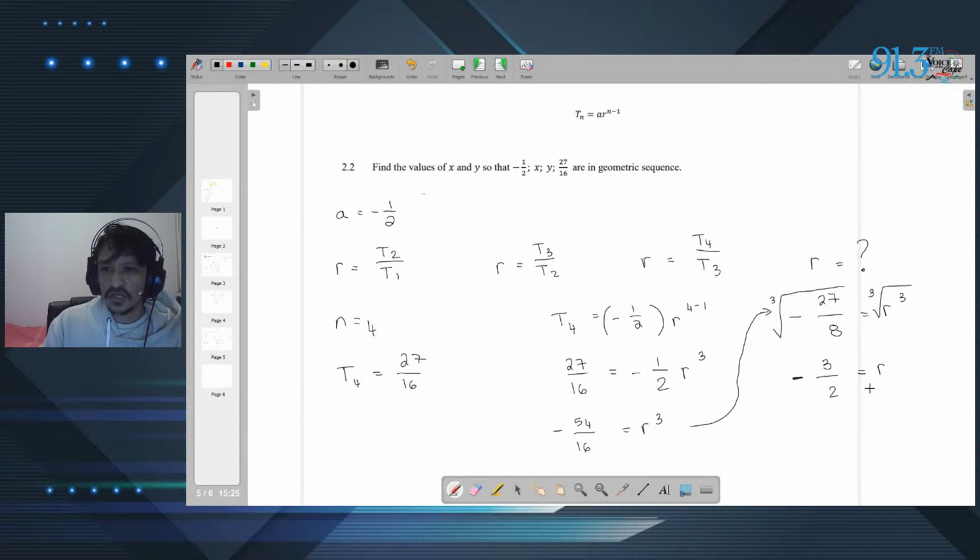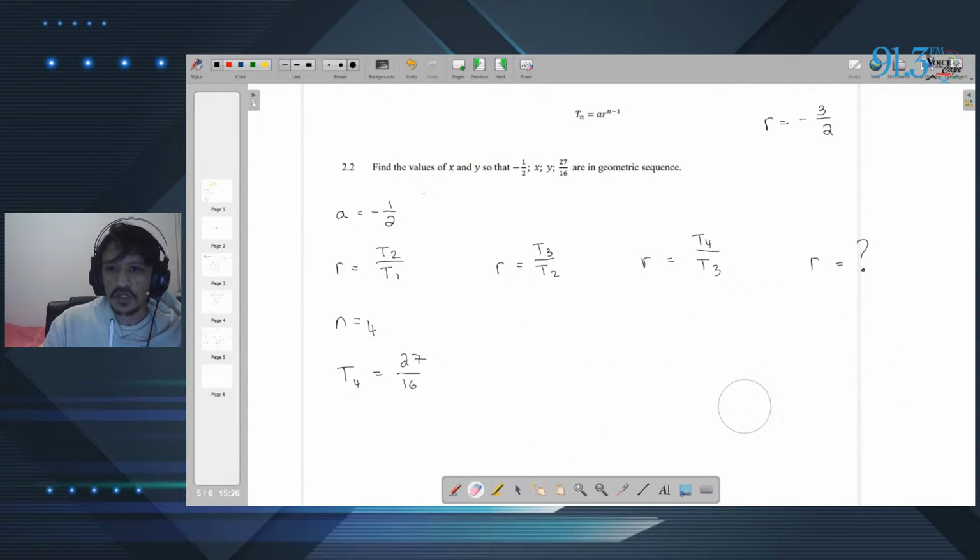So we can use this to assist us in solving these. Remember, the ratio is the second term over the first term, third term over the second term, fourth term over the third term. So this is going to be very useful for us. Now, I'll just write this on the side here, negative 3 over 2, and I'll clear this board off. Now we can essentially solve for x and y.